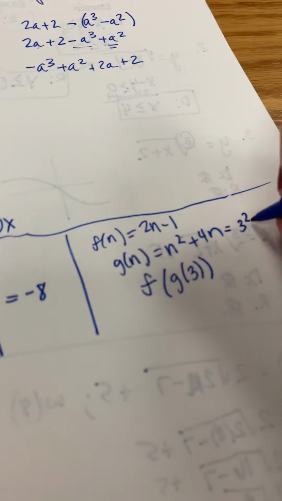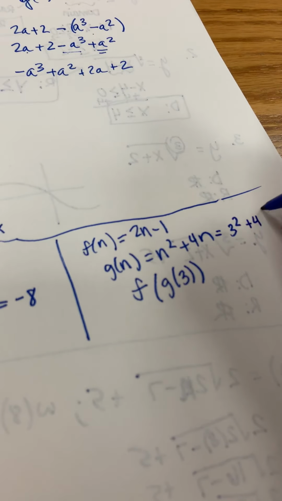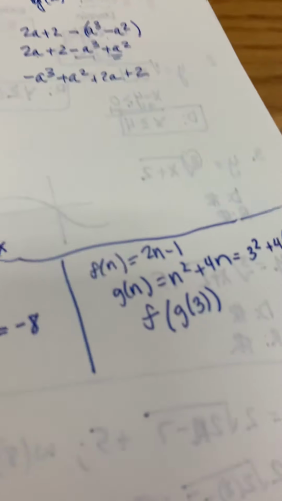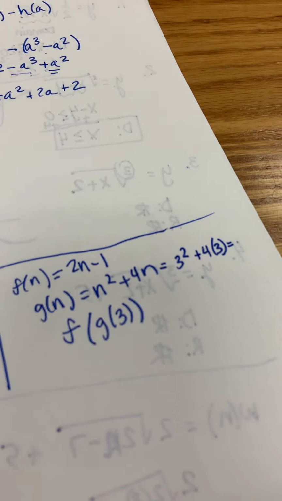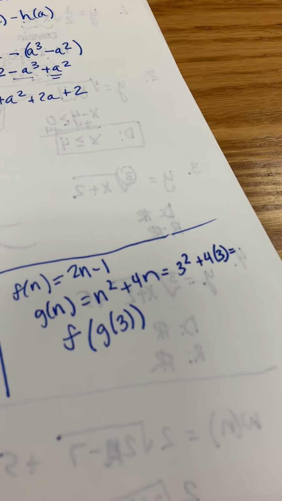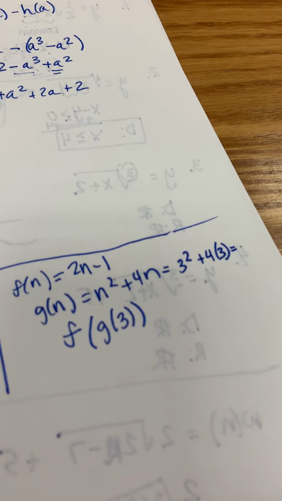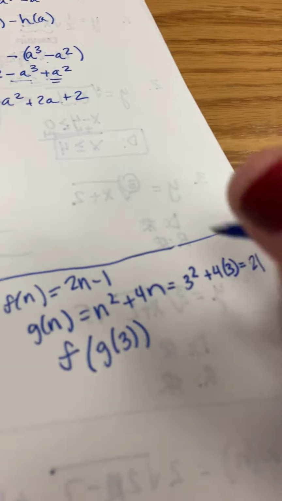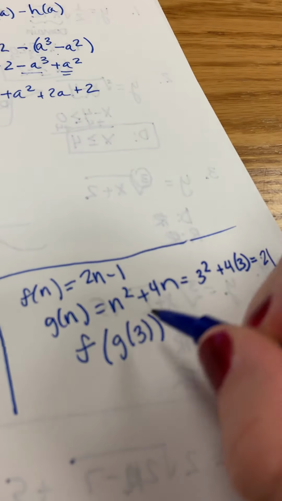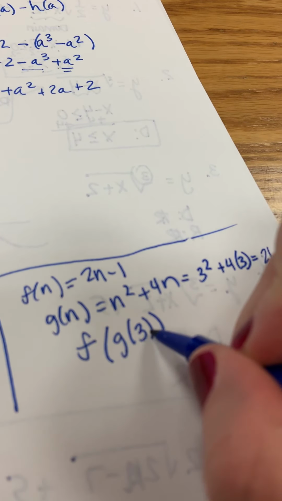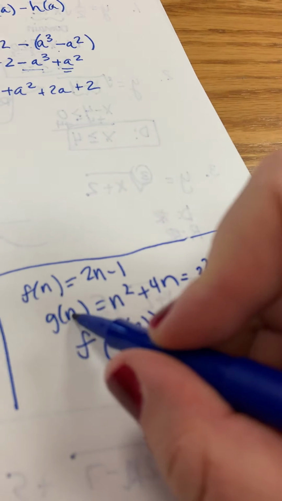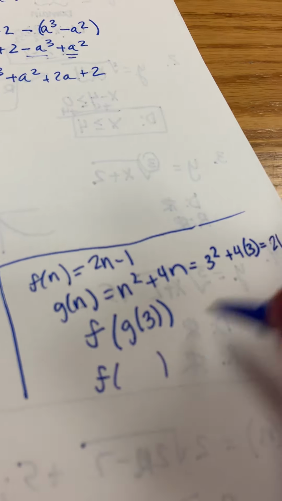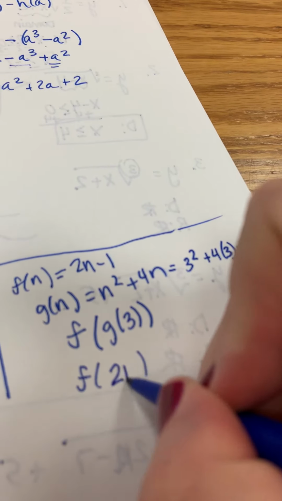So I have 3 squared plus 4 times 3. So 9 plus 12 is 21. Okay, and then once you get that, you're going to use that number. So we evaluated g of 3, so this is the g function. We're going to go to the f function and plug in what we just found.